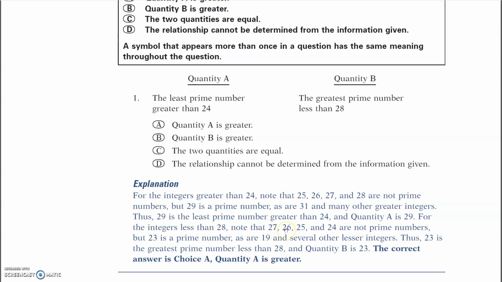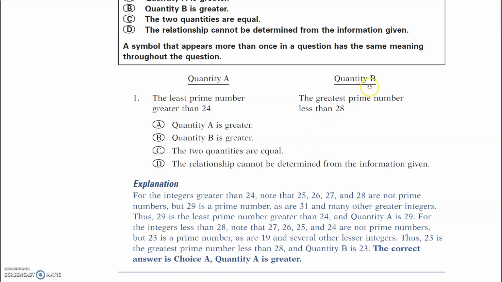27, 26, 25, they are not prime numbers. 24 is not a prime number. So that means 23 is the greatest prime number that is less than 28. We count down from 28: 28, 27, 26, 25, 24, so 23.